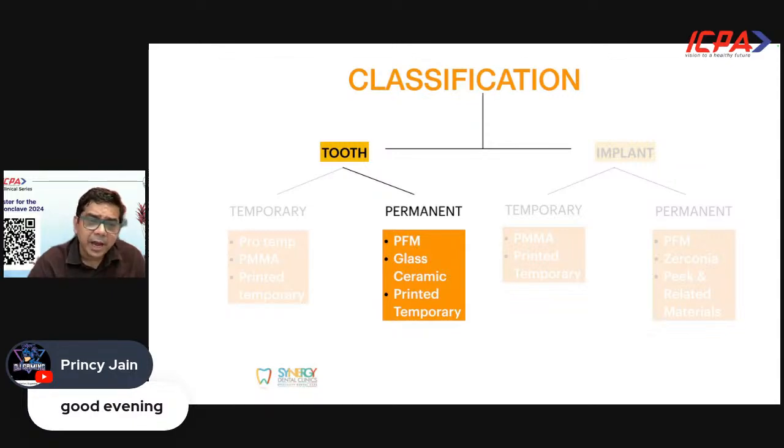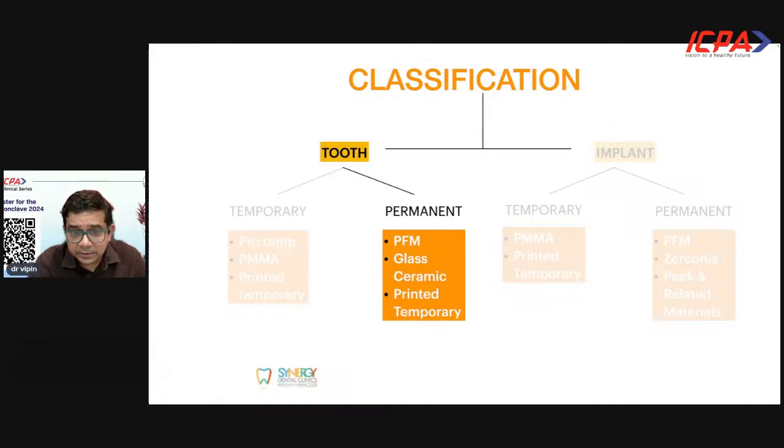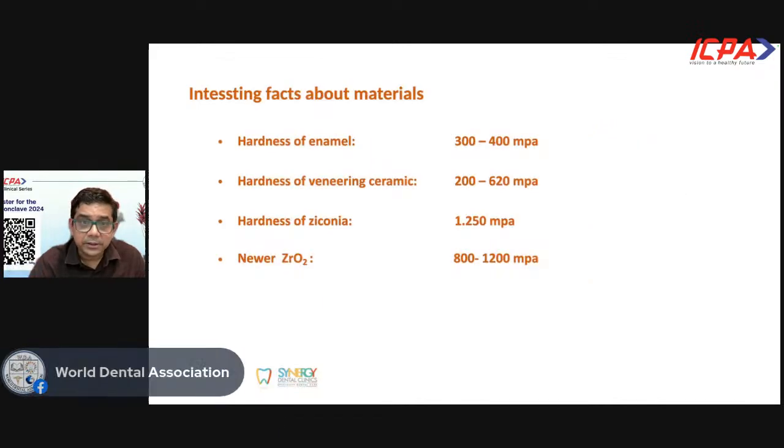And definitely we have much better. I'm sorry, in this slide it's printed and there's a zirconia. I'm so sorry. This PFM, glass ceramics, and zirconia, these are the permanent materials that we are using now.